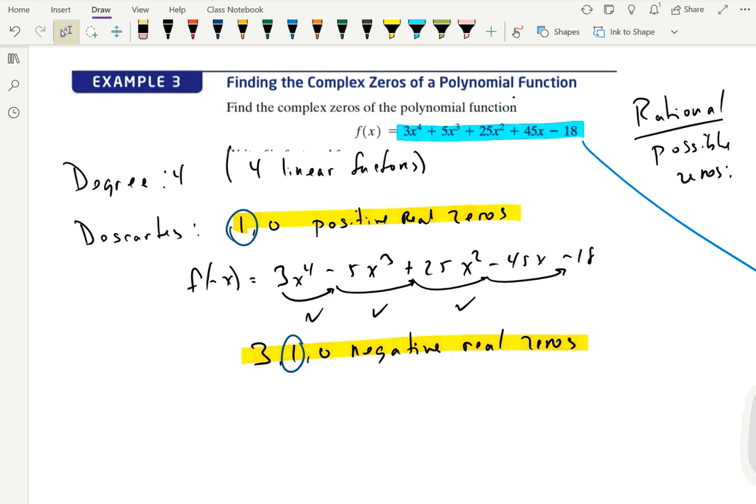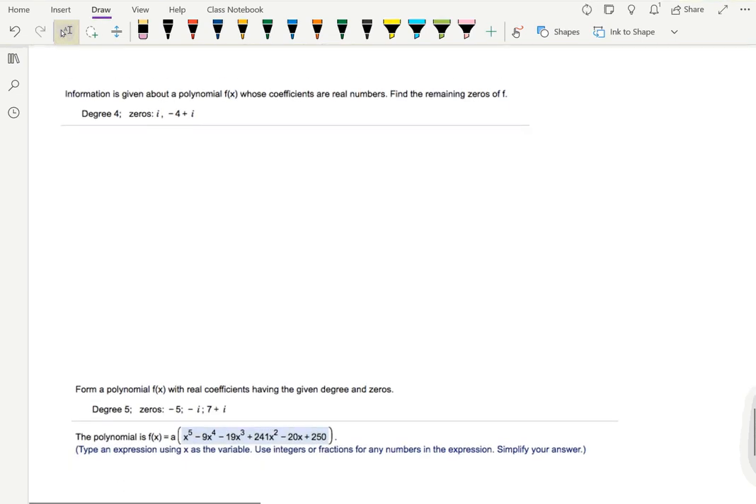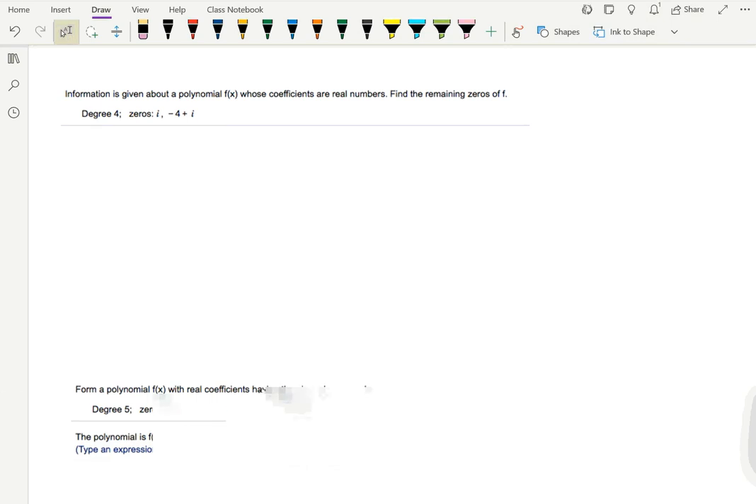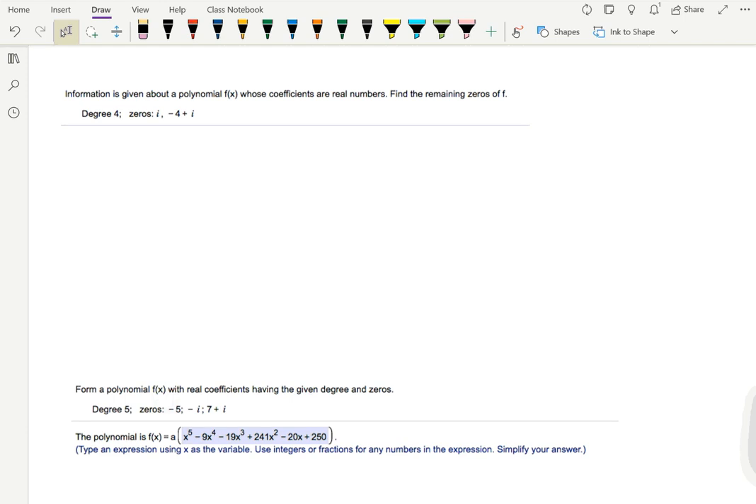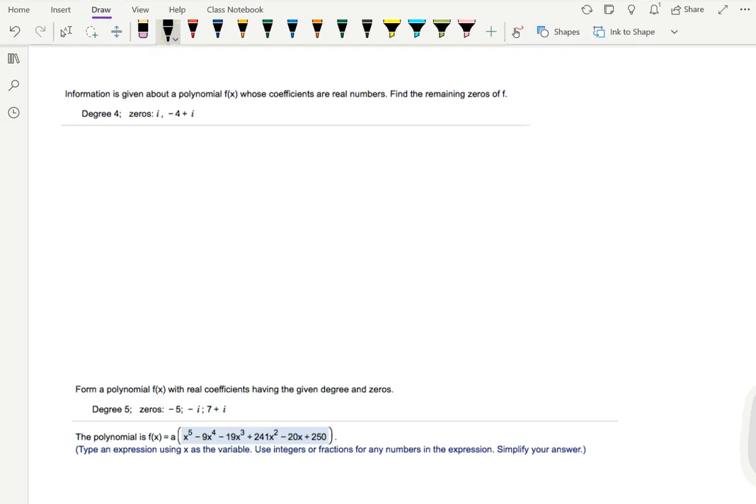So we found the zeros. Again, one of the things we like to do in mathematics is reverse things. So what if we take a look at this item at the top of the screen. Information is given about a polynomial f of x whose coefficients are real numbers. Let's find the remaining zeros of f.